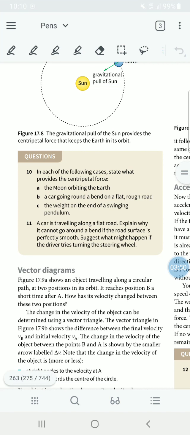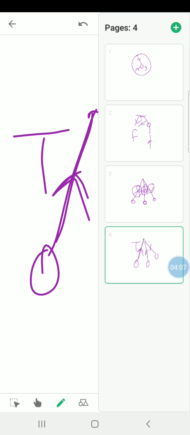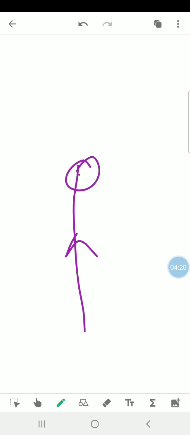Then part 11, a car is traveling along a flat road. Explain why it cannot go around a bend if the road surface is perfectly smooth. Suggest what might happen if the driver tries turning the steering wheel. What do you think will happen if there is a perfectly smooth road? I'm sure you have gotten the answer already, but let's see whether it is correct. A driver is traveling and the road is smooth. He is turning the wheel.